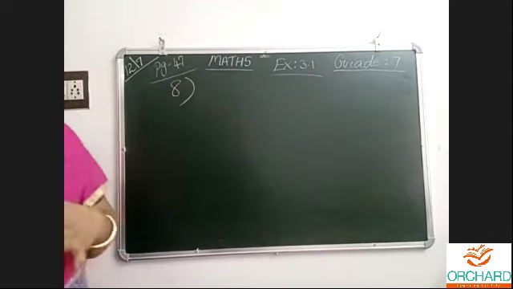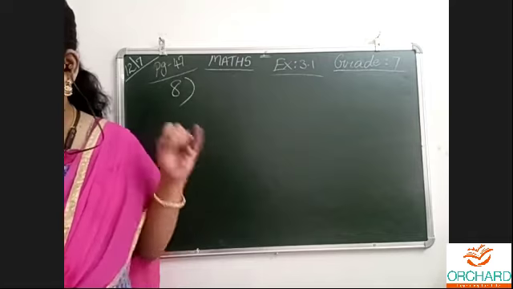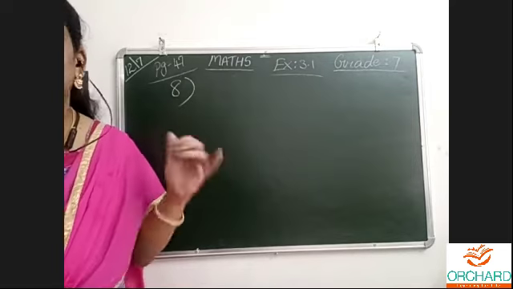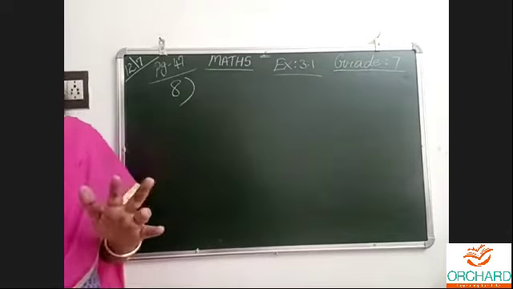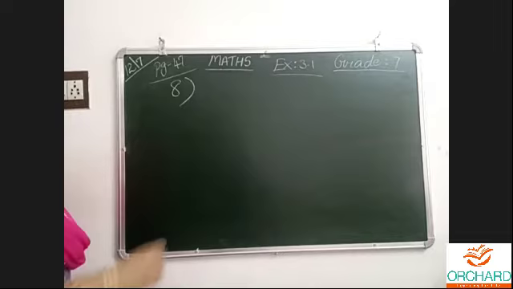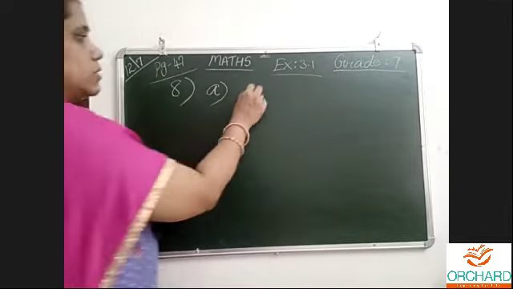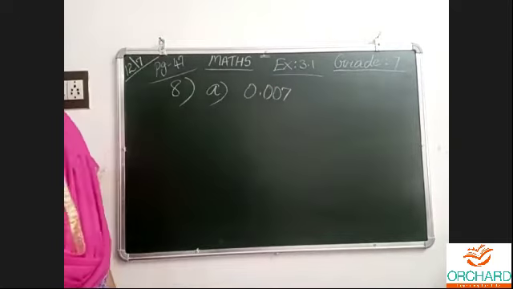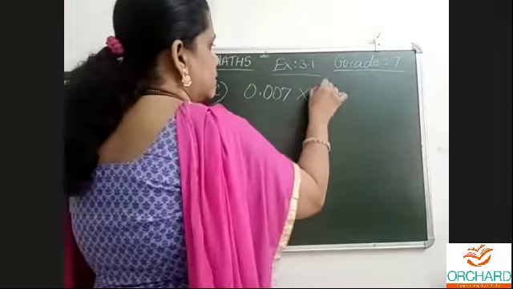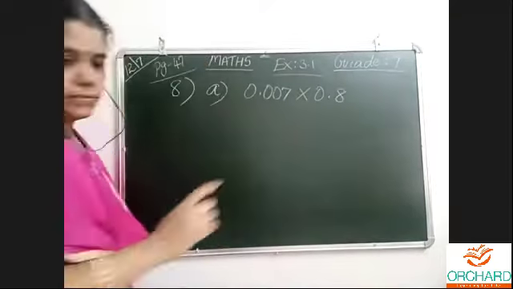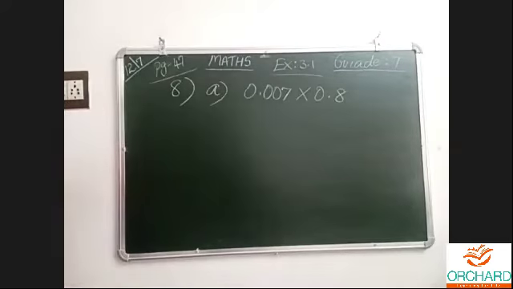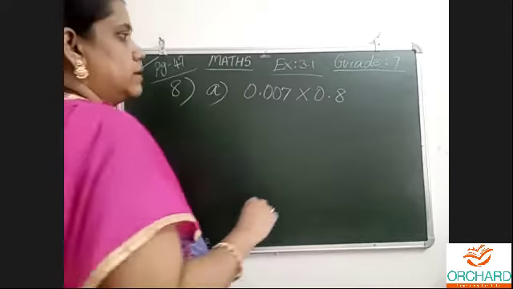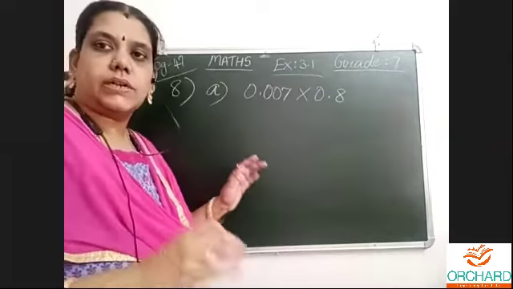Question number 8. Calculate the following. A, B, C, D, E, F. My God, 6 questions are there. Let me see. All easy. Simple multiplication using decimal. Point is very important. Chapter itself is decimals, no? So point very, very important. As I already told, concentrate nicely.